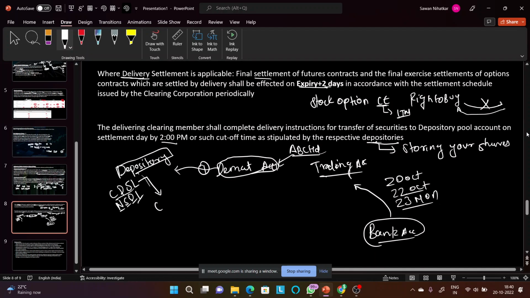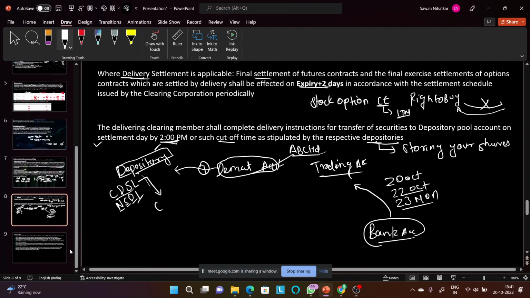So what this particular point is trying to say here is that, let's say 2 p.m. is the cutoff which is given by this particular depository. So whatever the securities are, they should be transferred to your account before 2 p.m. or whatever the cutoff time which has been specified by the respective depository. Is it clear? Yeah.